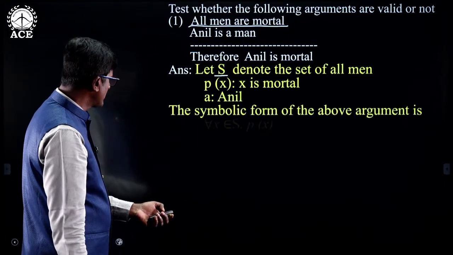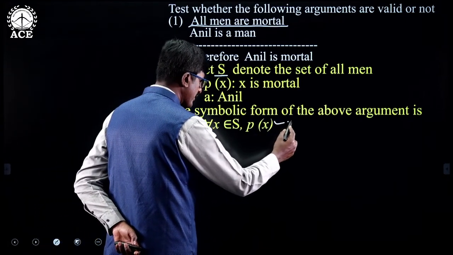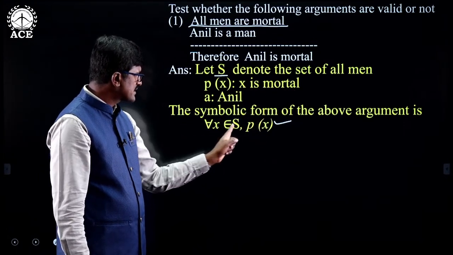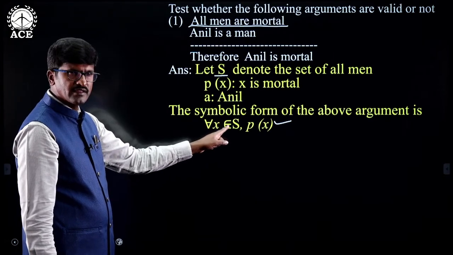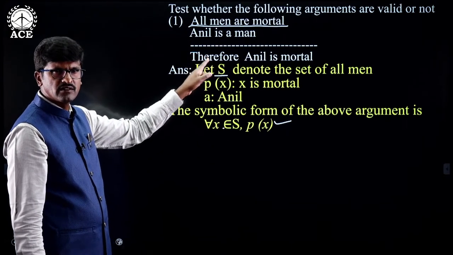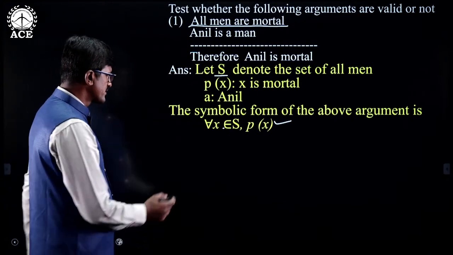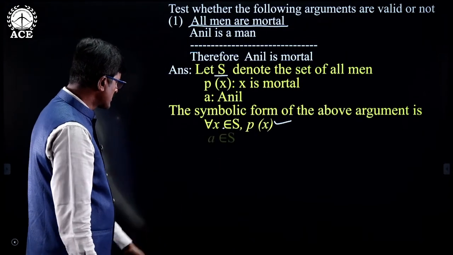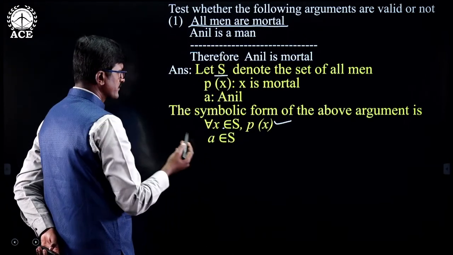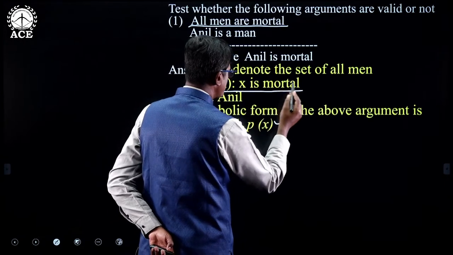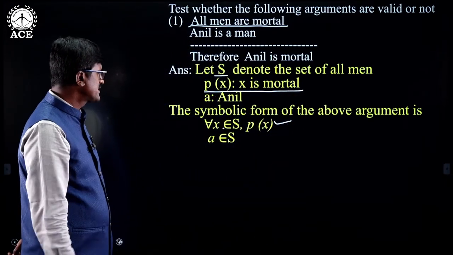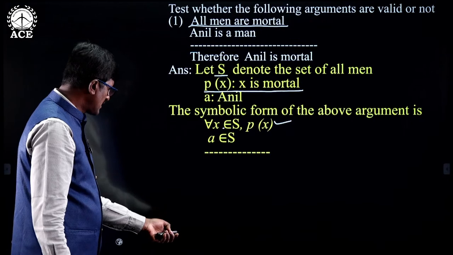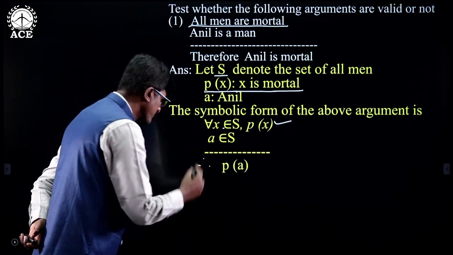So the symbolic form of this is: for all x belongs to S, P of x. What is P of x? x is mortal. What is x? One element in the universe. What type of elements are there in the universe? Men. The universe consists of the set of all men. So the meaning of this is that the set of all men is mortal. Next, A belongs to S. Anil is mortal. So what is P of x? x is mortal. If I take x equal to A, what is A? Anil, some element. A belongs to S. Therefore, this is P of A.